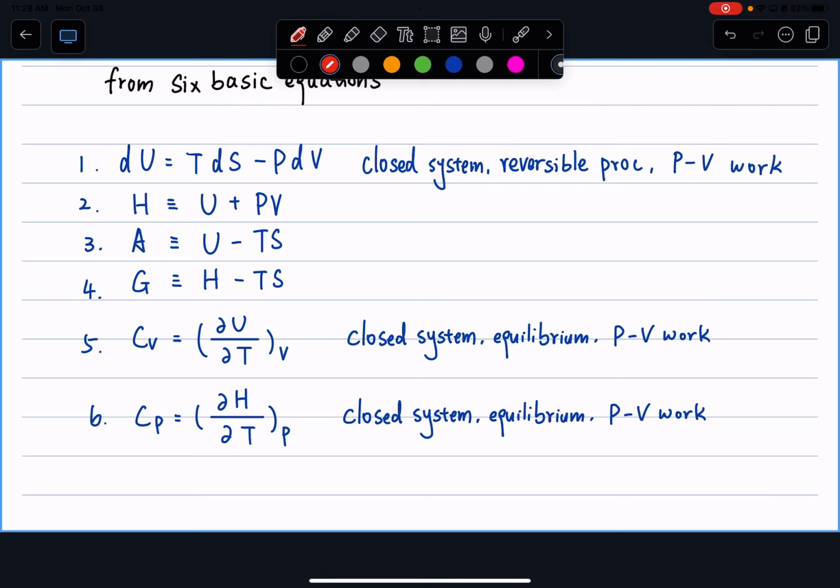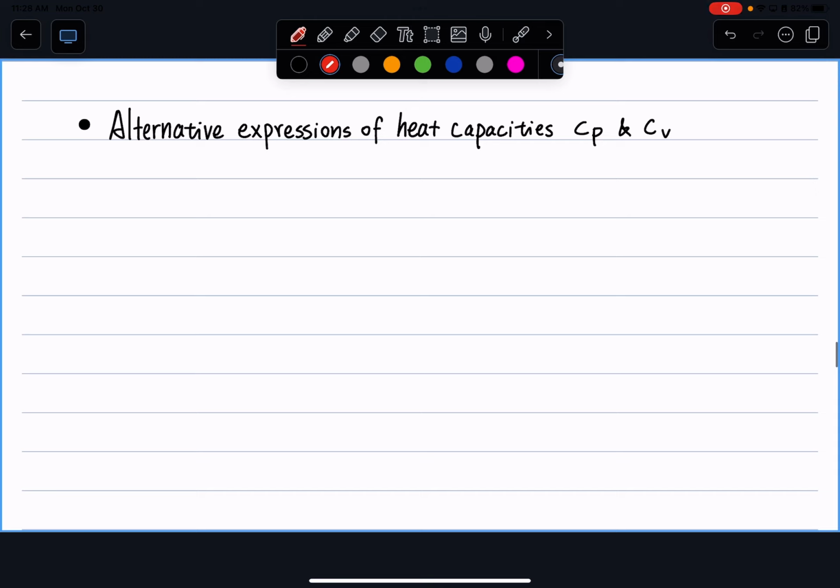For example, let's get started by looking at some alternative expressions for your heat capacity Cp and Cv. By definition, we have Cx, where x is the variable being held constant, either volume or pressure, equals dq_x over dT. So x is the constant.